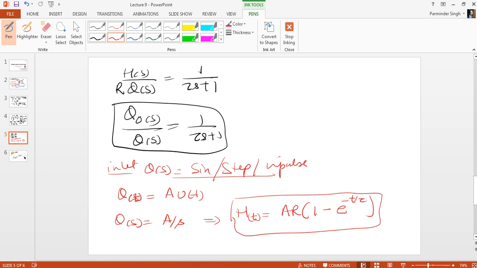Clear? That means if this is the input, this is the liquid level. Now suppose you suddenly increase the input from 5 feet cube flow rate to 10 feet cube flow rate, so there is a step input of 5. So how will this liquid level change? Obviously if you increase the inlet, the liquid level will increase, so that increase will be represented by this expression. Clear?